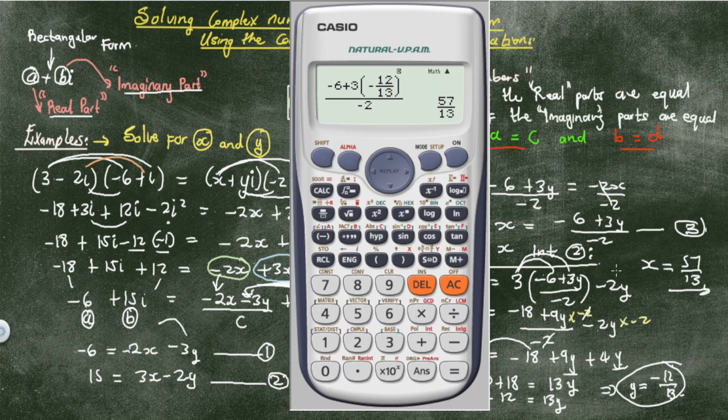So this is the final answer, and it concludes our discussion on simultaneous equations involving complex numbers.